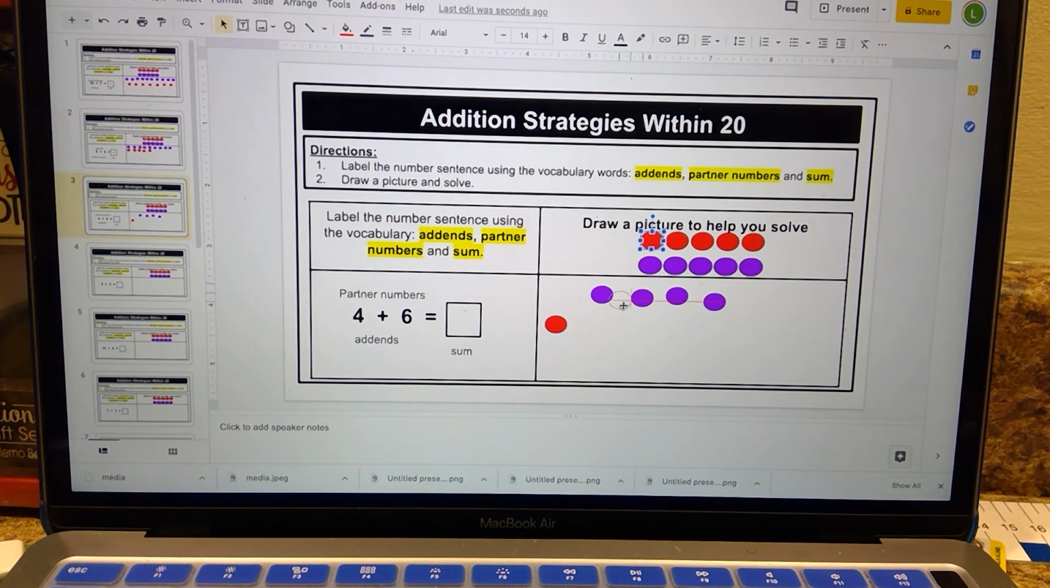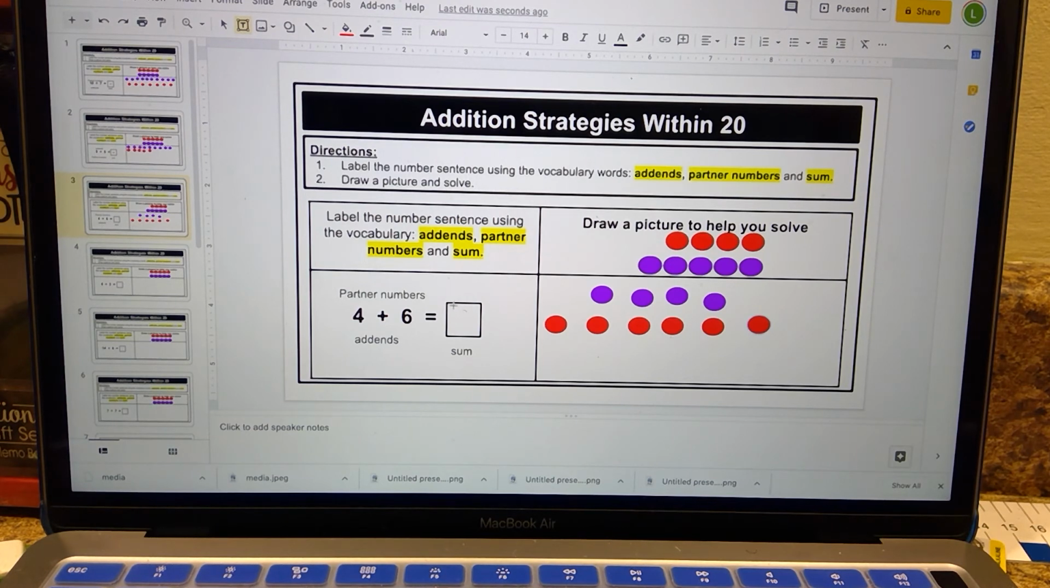1, 2, 3, 4, 5, 6. And let me count. 1, 2, 3, 4, 5, 6. And I know I have 4, so I'm going to finish counting. 7, 8, 9, 10.